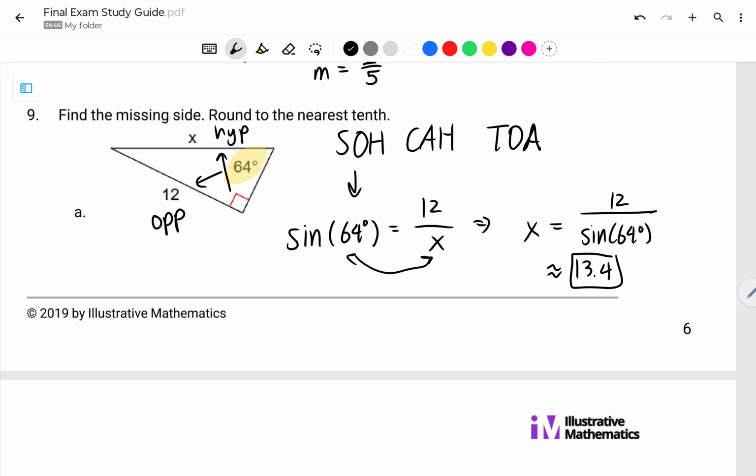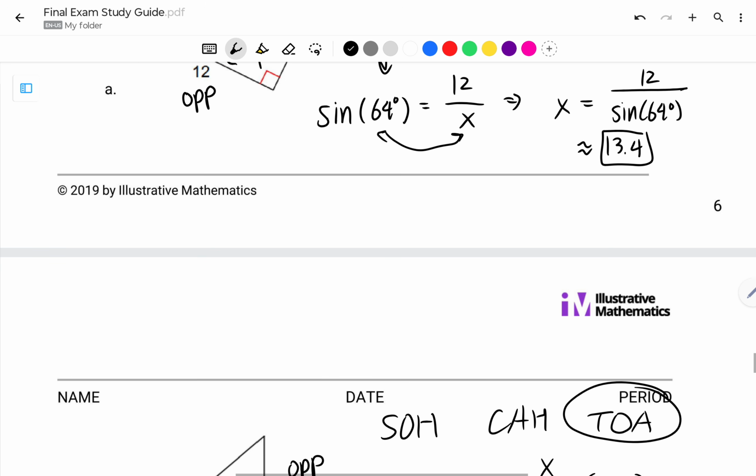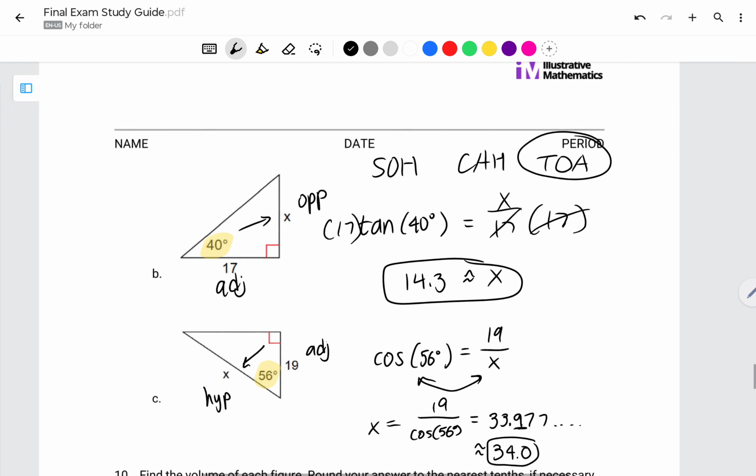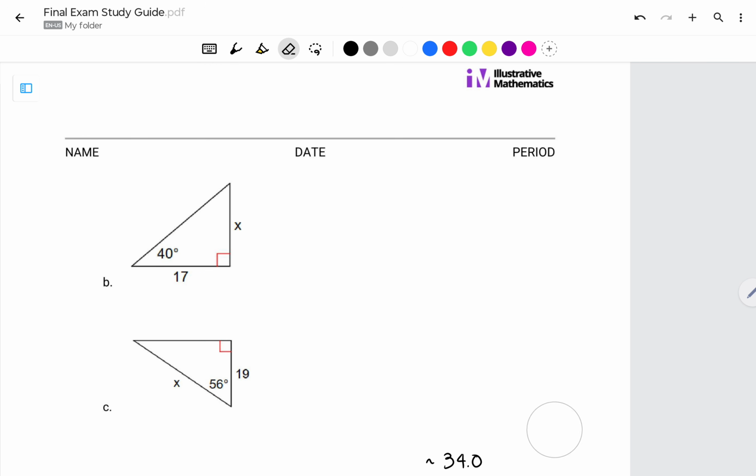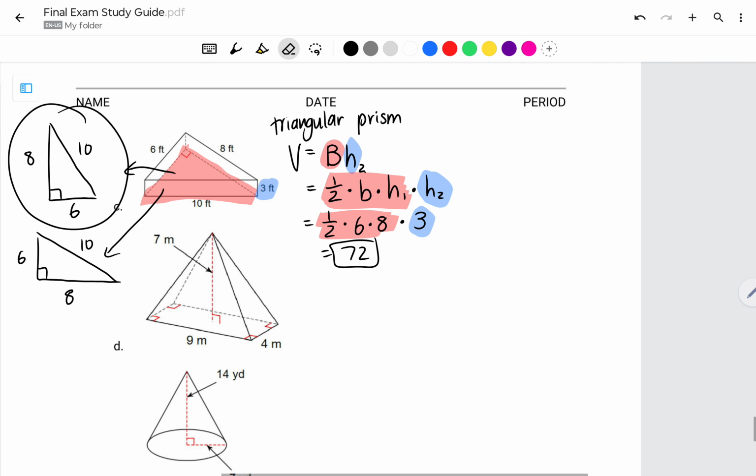Okay. Let's do the other ones. Ooh, spoilers. Sorry. Spoilers. Anything else? Oops. Spoilers.